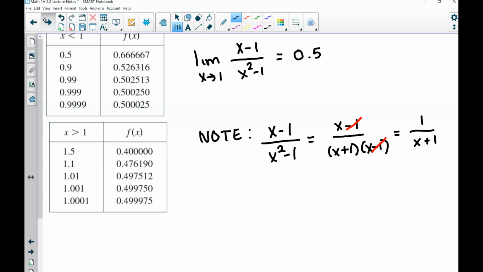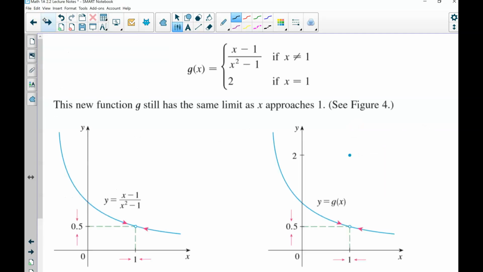Now, this first example is illustrated by the graph of f in this figure. Now let's change f slightly by giving it the value 2 when x is equal to 1. So what's happening here is that now we have a piecewise function. The first piece is x minus 1 over x squared minus 1 if x does not equal 1, because that would make it undefined. And then you have the value of 2 if x is equal to 1.